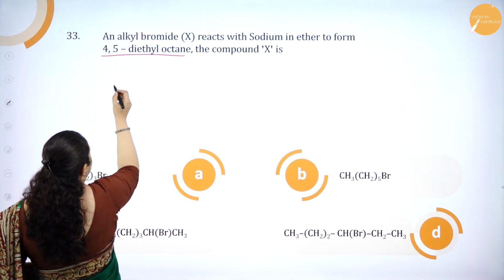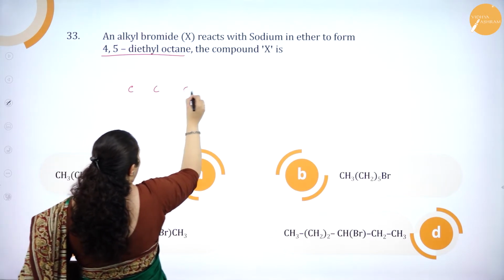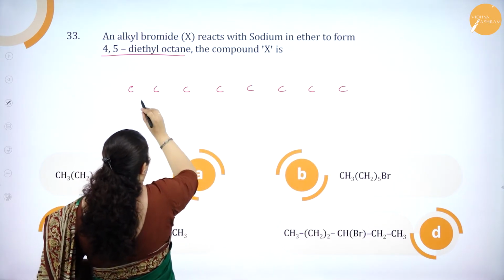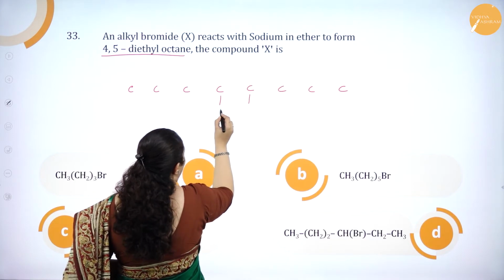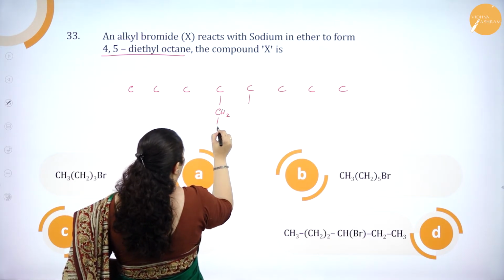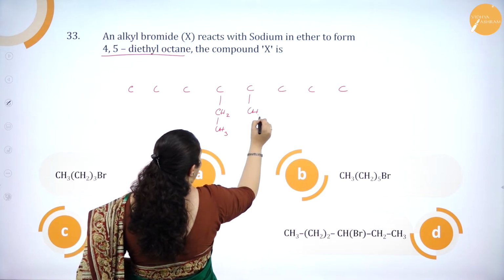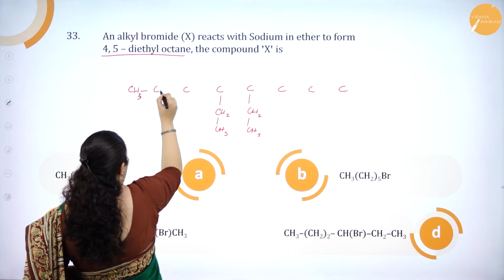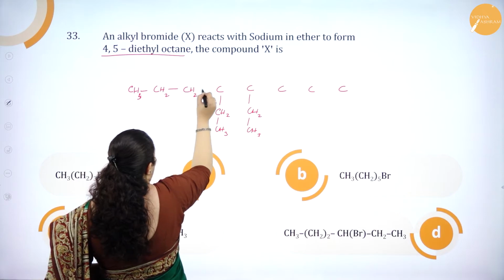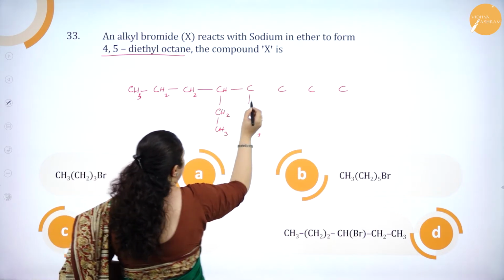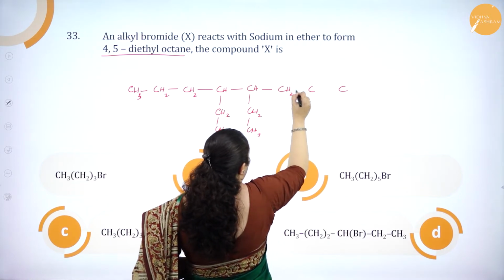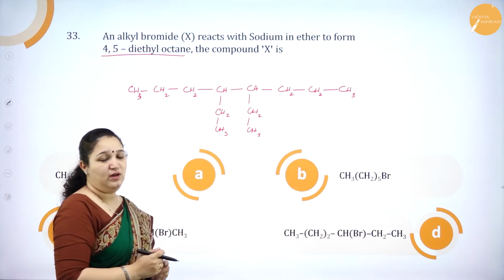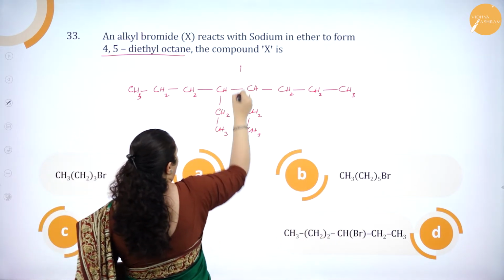So here you can see the structure of the product. 1, 2, 3, 4, 5, 6, 7, 8. Okay. 4 and 5 should have an ethyl group. So it is CH2, CH3 group, CH2 and CH3 group. And then the remaining I shall fill. This is CH3, CH2, CH2 and this is CH, this is CH, CH2, CH2 and CH3. Now I'll break this molecule into two equal halves. You can see it can be done over here.